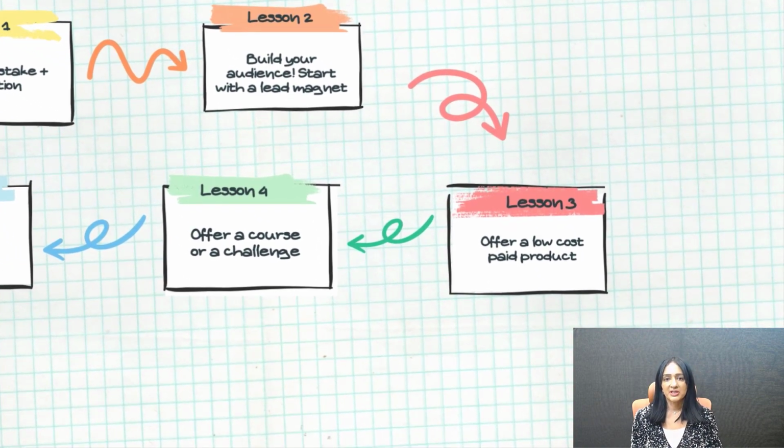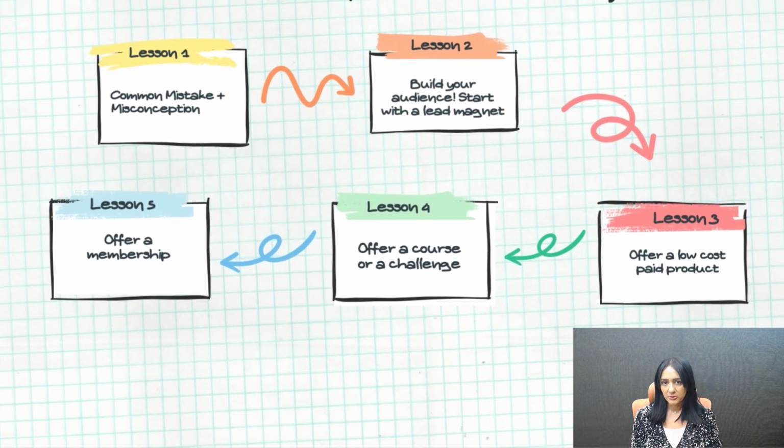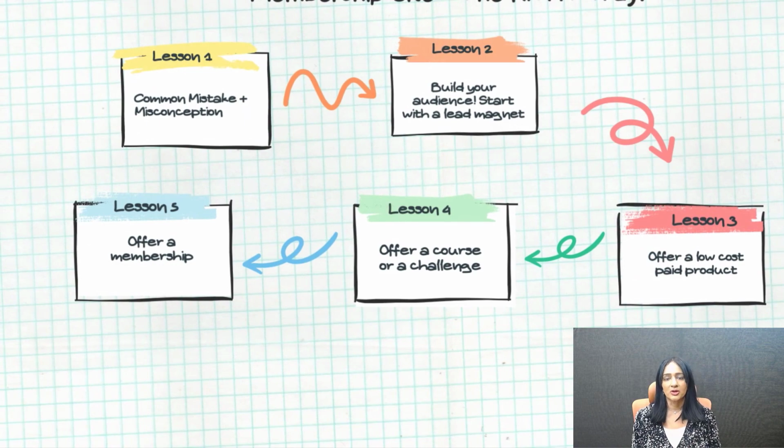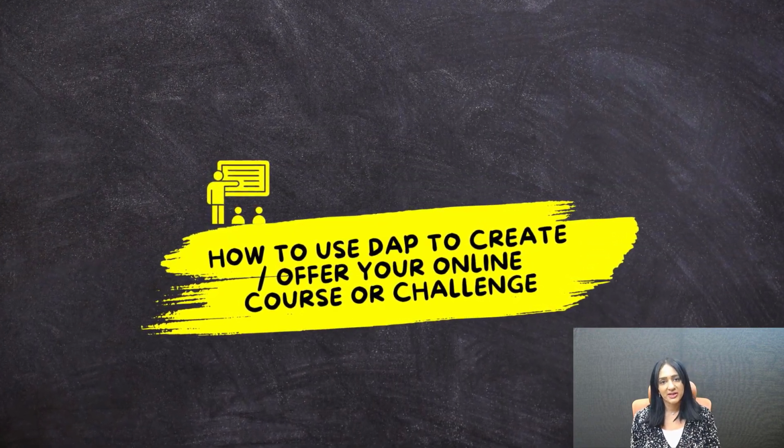And lesson 4 is today's lesson. It's all about how you can use your membership site for your core offer, your main product. It could be an online course, online challenge, training, whatever you want. I'll take you behind the scenes today to show you step by step how to do it.